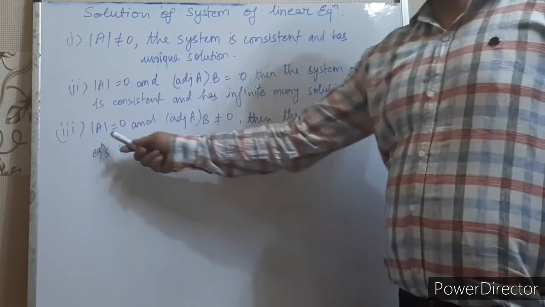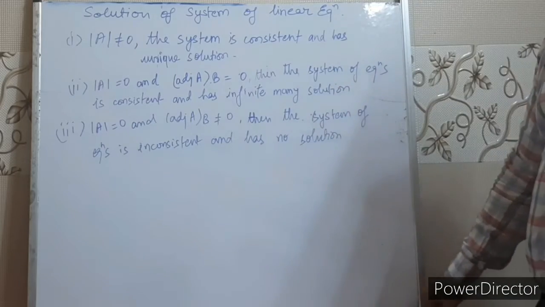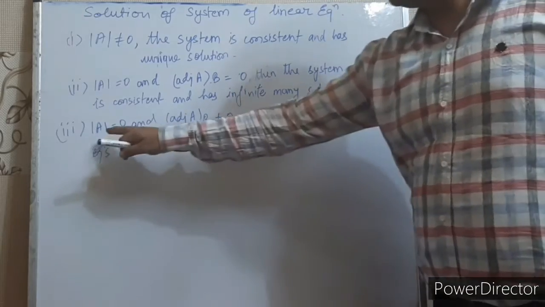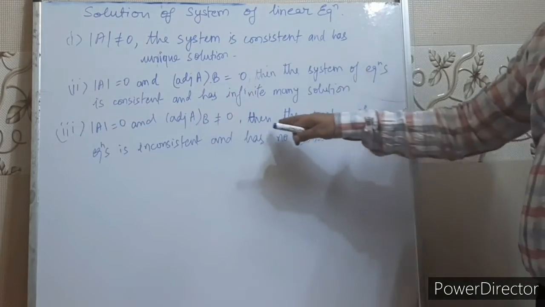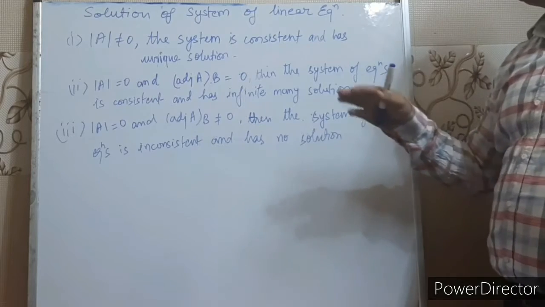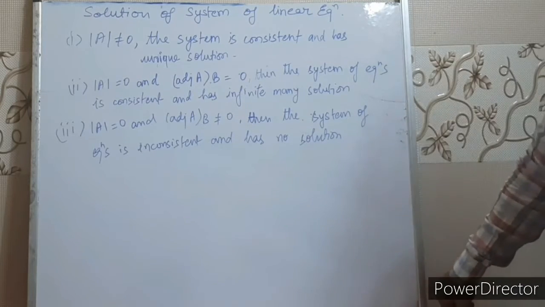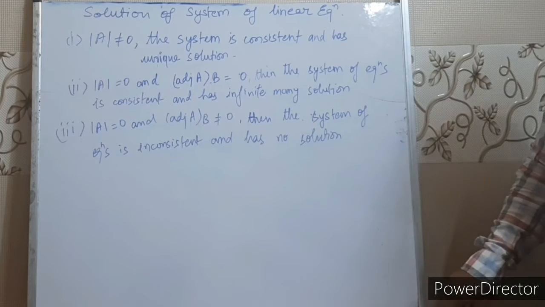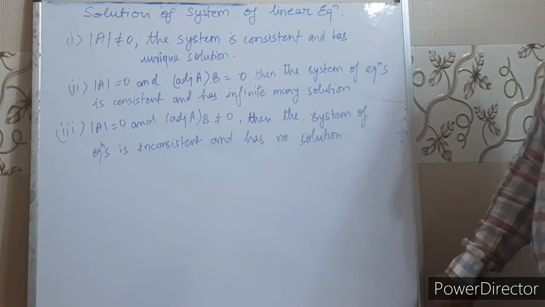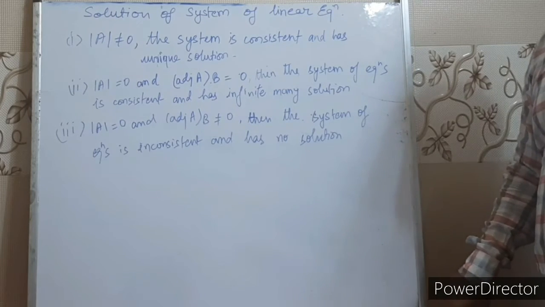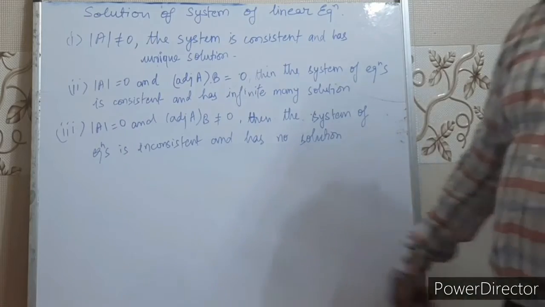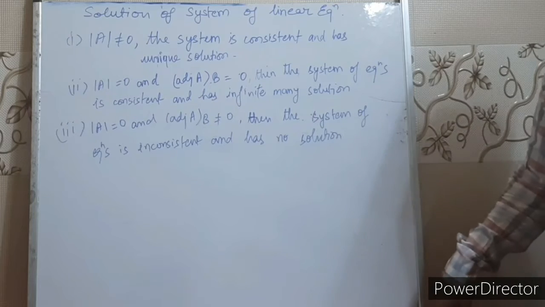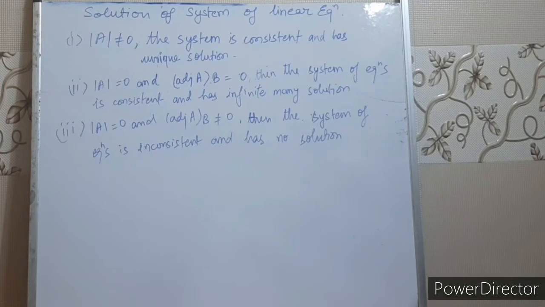Third point, determinant of A equals to 0 and adjoint A into B matrix is not equal to 0. When this condition comes, this is 0 and this is not equal to null matrix, then we can say that the system of equation is inconsistent and has no solution. And when the condition no solution comes, when the lines are parallel. See, when the lines are parallel, they will never intersect. So, by using matrix method, you can say that determinant of A is 0 and adjoint A into B is not equals to null matrix, then the system is inconsistent and has no solution. Please note down.